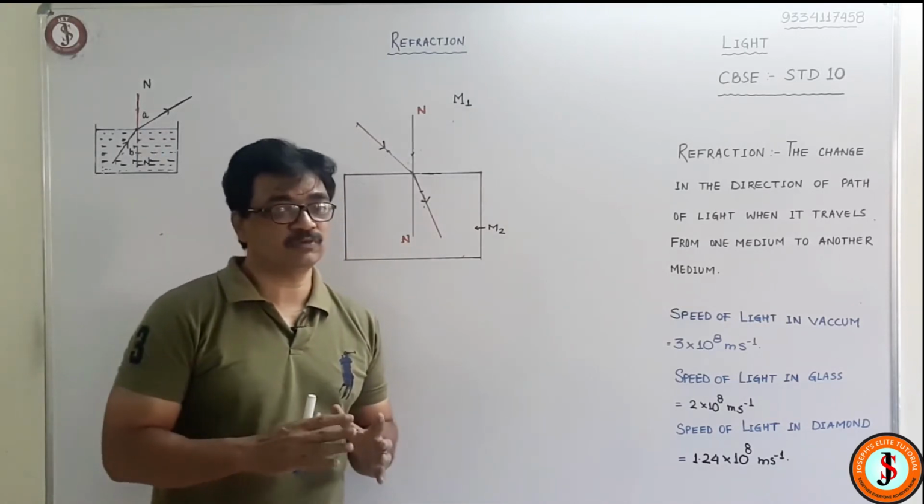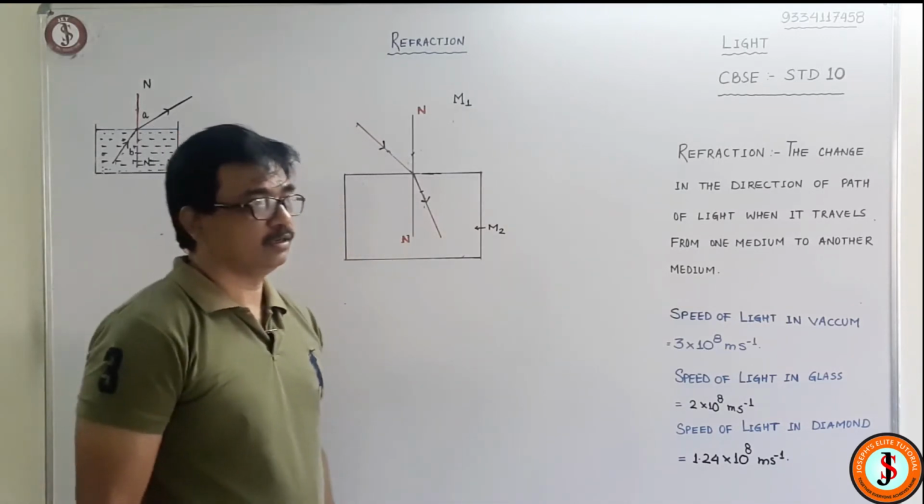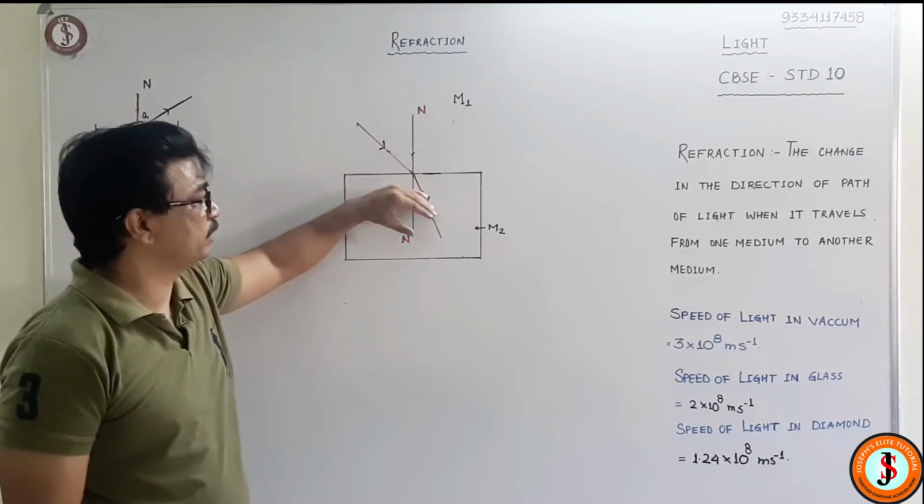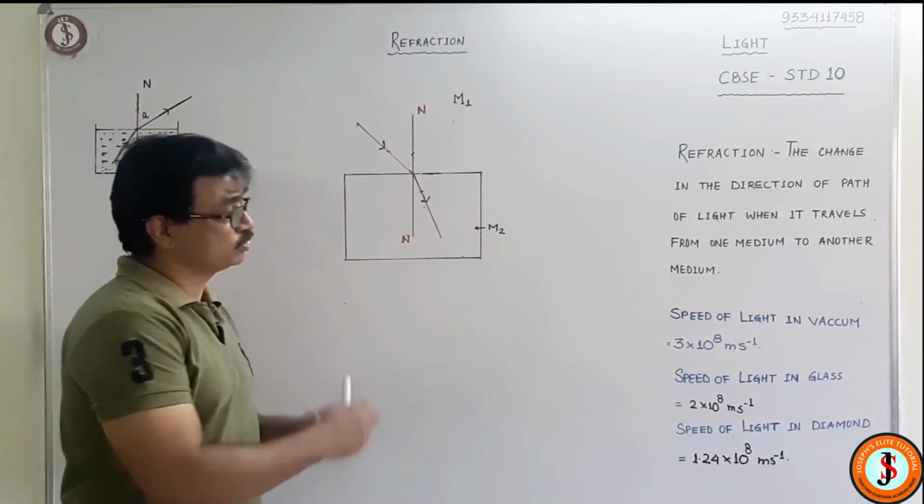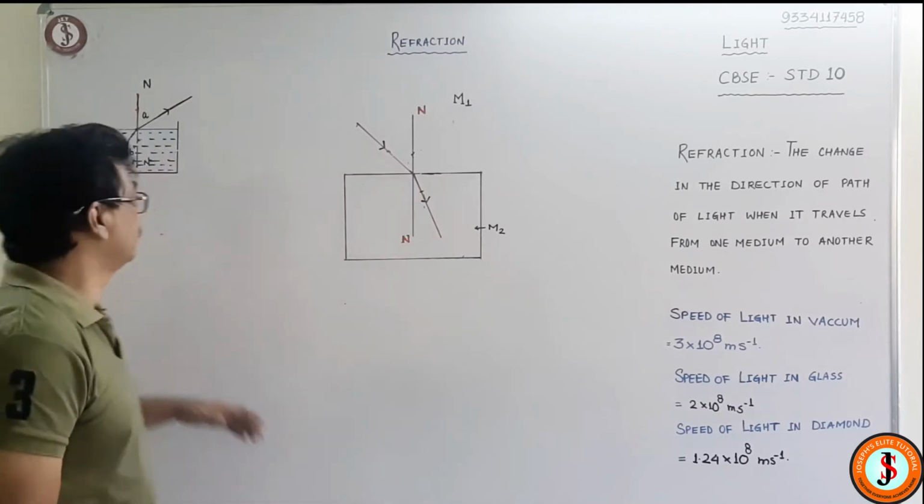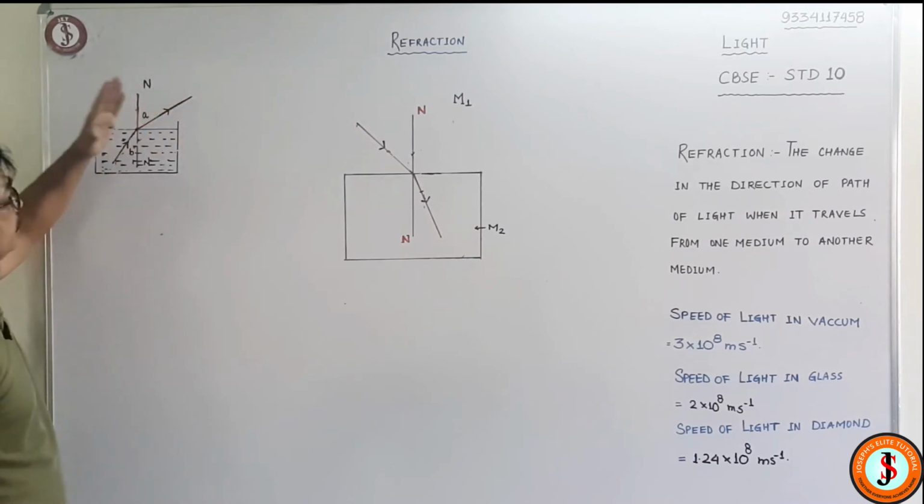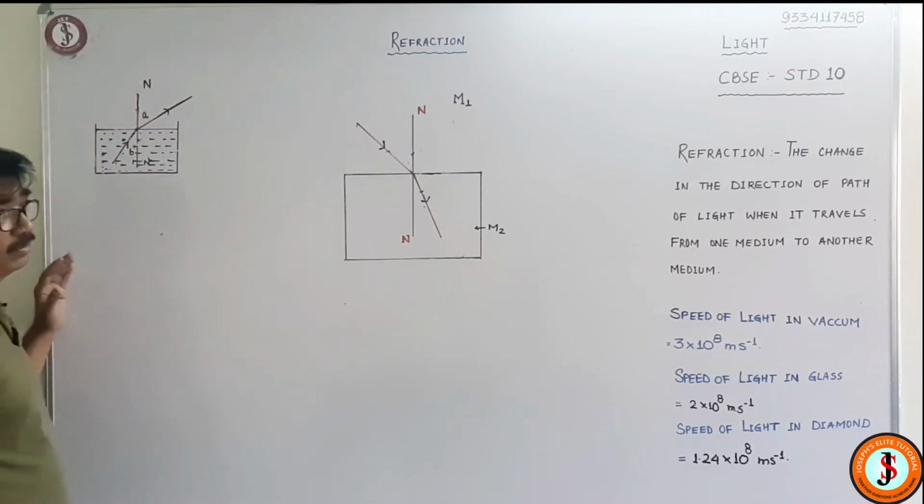Now refraction follows two important laws, you can say. When light travels from an optically rarer to an optically denser medium, it moves towards the normal, and when it travels from an optically denser to an optically rarer medium, it moves away from the normal.